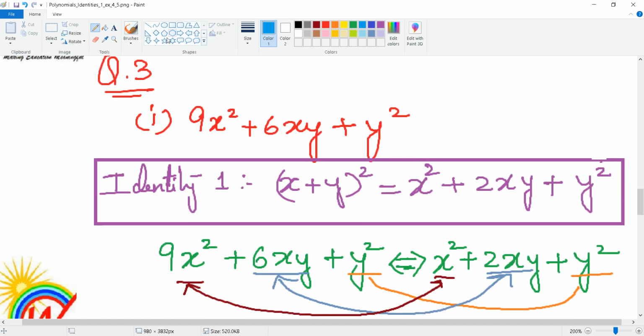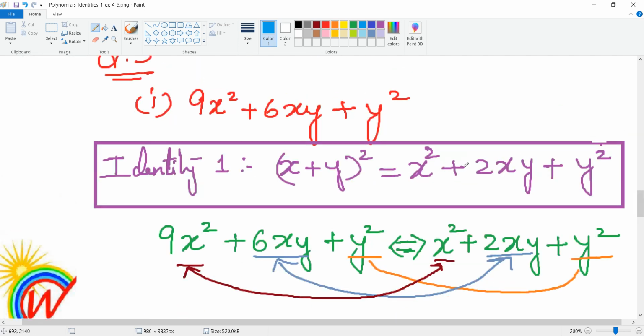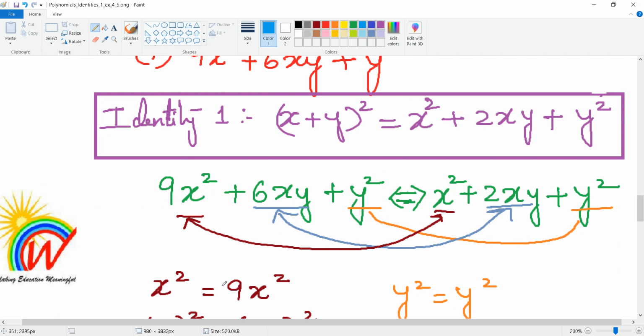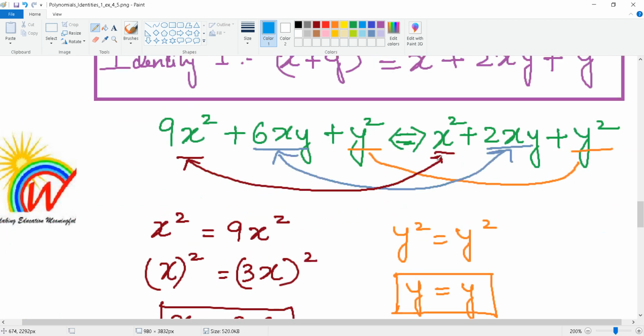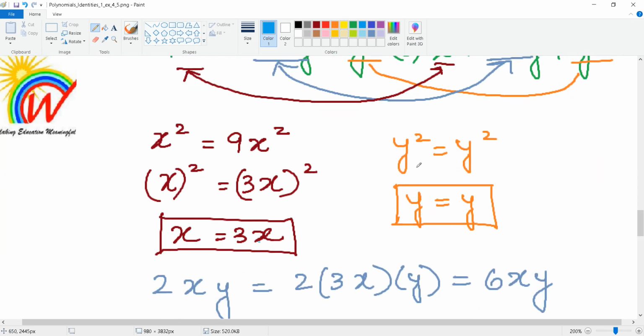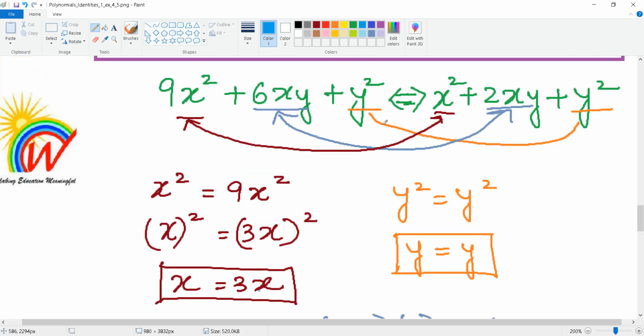It says 9x square plus 6xy plus y square. So you can see that this resembles the first identity: x plus y the whole square equals x square plus 2xy plus y square. So let's look at what is there in place of x and y. In place of x square, you have got 9x square. See, I have marked it with a brown pen. So 9x square could be written as 3x the whole square, so your x could be written as 3x. Now in place of y square, you have got y square itself. Look at the orange marking. So y equals y.